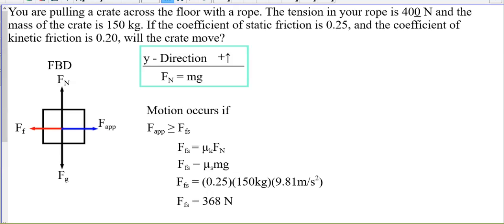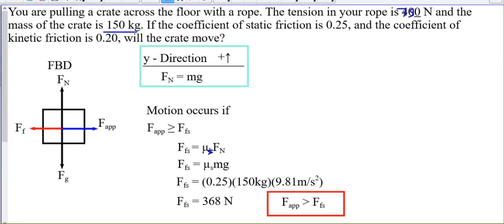And then you should find that the force of static friction is about 370 newtons. So 370 newtons is definitely less than my applied force. So my applied force is greater than my force of static friction, which means motion is going to occur. You are going to be able to pull this crate across. If your tension was less than that, maybe you're only pulling with 350 newtons, the crate wouldn't budge.